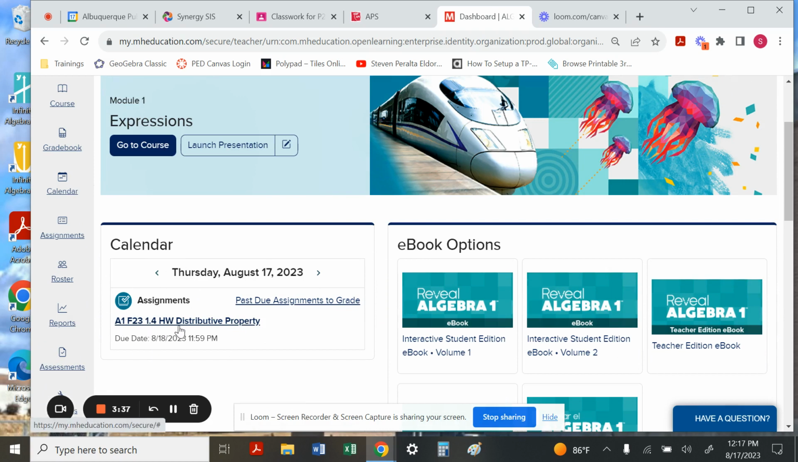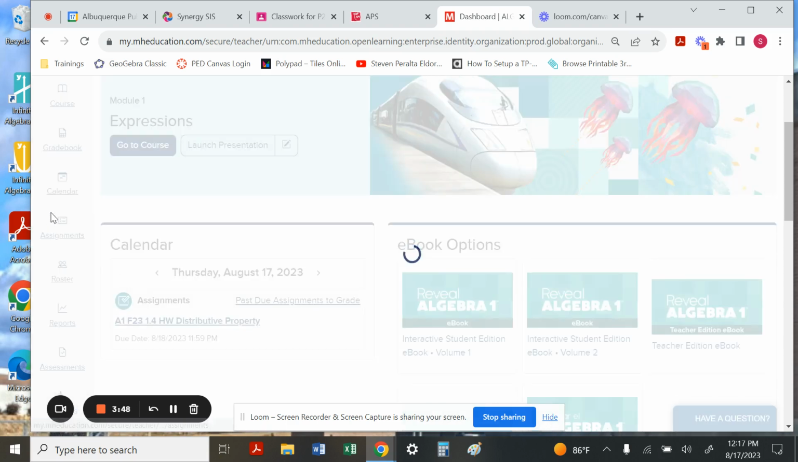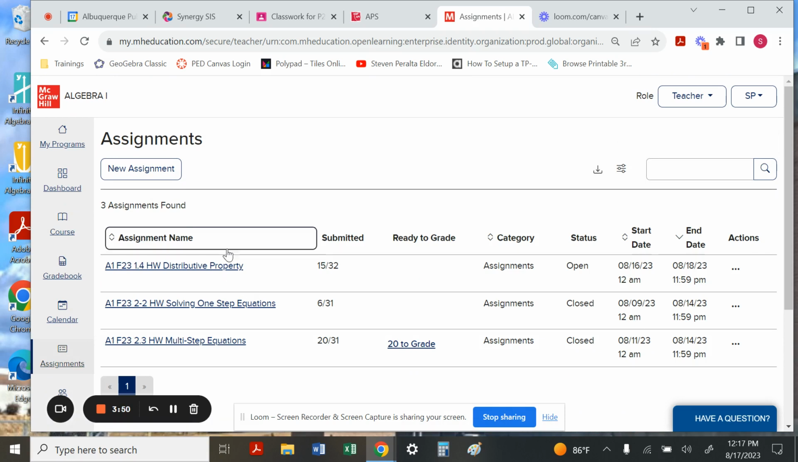They have the 1.4 homework, distributed property, that's due coming up. So it tells you when the due date is. You can kind of see that. Now, if you don't want to look at that, you can always go to the assignments and notice that there are 3 assignments here.